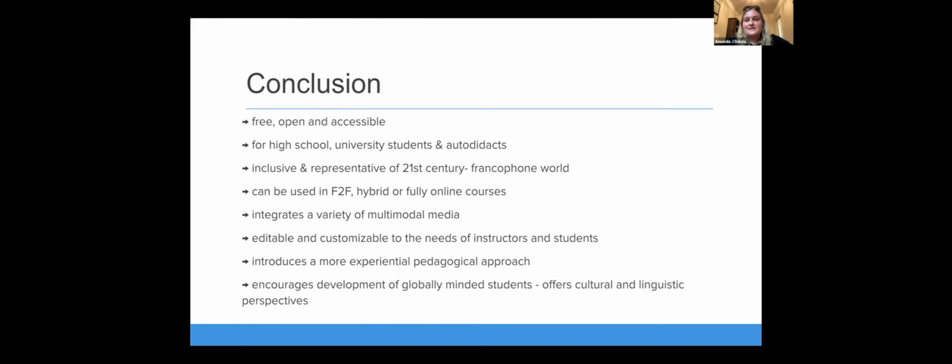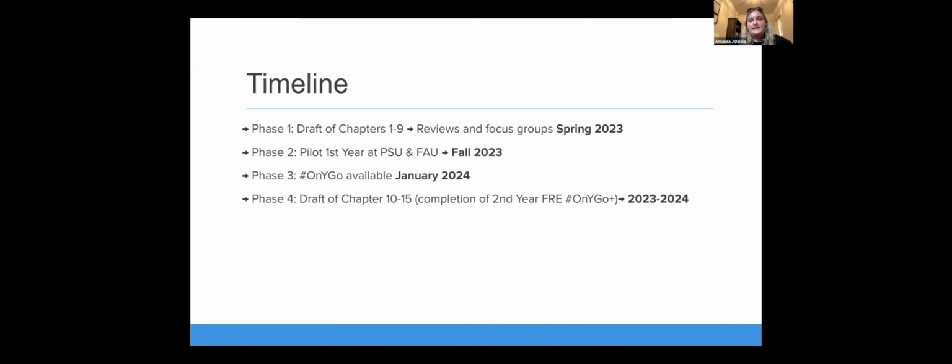We want to embrace the multimodality of it. We want this to be customizable in a short term, like 10 minutes before classes, update your links, add your own pictures. And we really wanted to emphasize this experiential approach. So our timeline is we're focus grouping it from here through the summer. We're piloting at various universities this fall. ONIGO will be available for public consumption in January 2024.